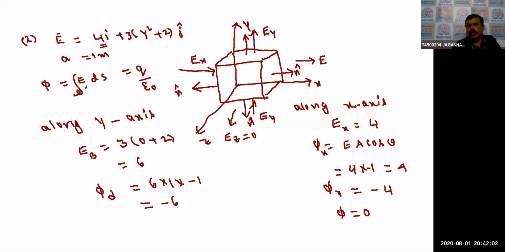Now check here. This is the upper one. What is the distance here? This upper surface is at a distance of 1 meter only. So the y value now becomes 1. So I'm taking the upward electric field through the top surface. How much here? 3 into y value, which becomes 1 squared, plus 2, which is equal to 9.